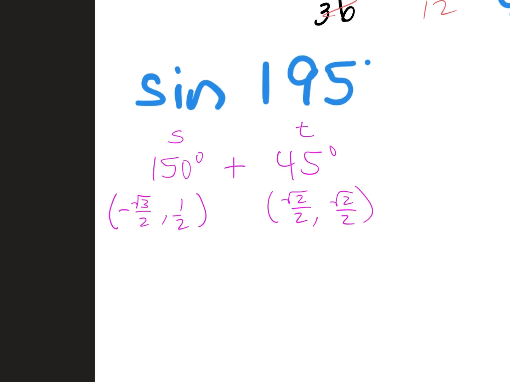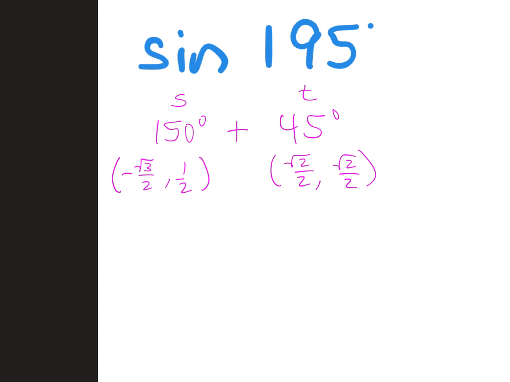All right, then another thing I want you to do to help yourself out a little bit, draw a little arrow and say, okay, this is my cosine and this is my sine. Your x is your cosine, your y is your sine. X is your cosine, y is your sine. We haven't had to do much thinking here. Just figured out two angles that added to give me 195.